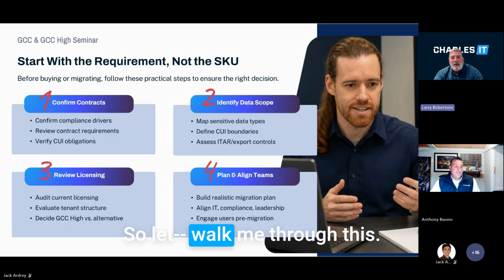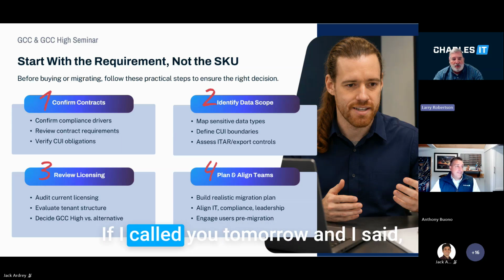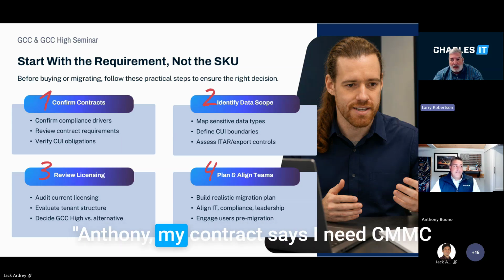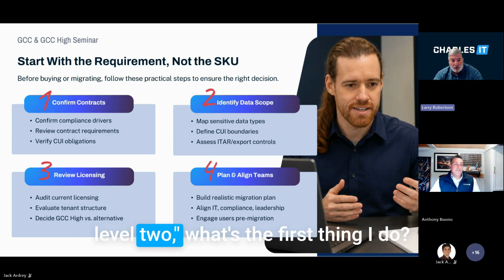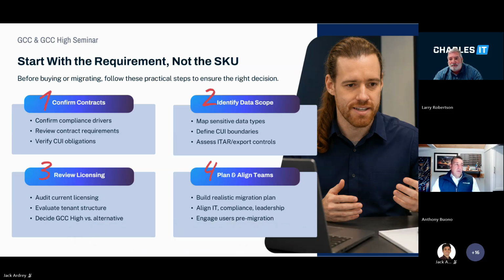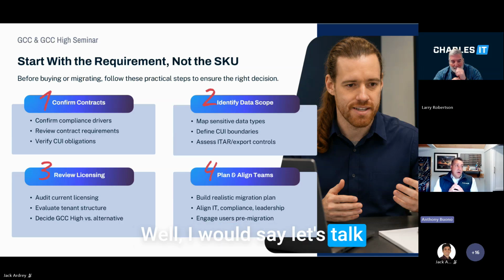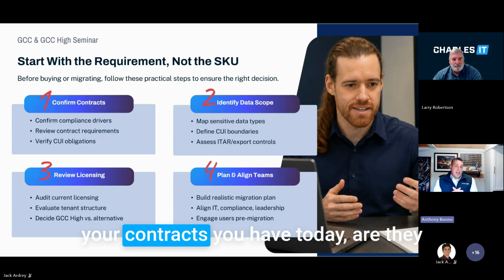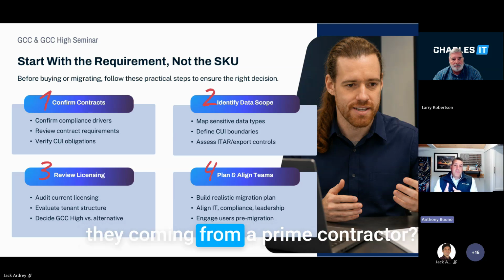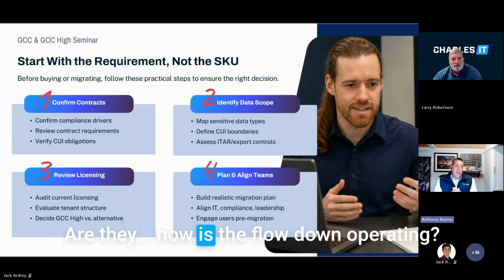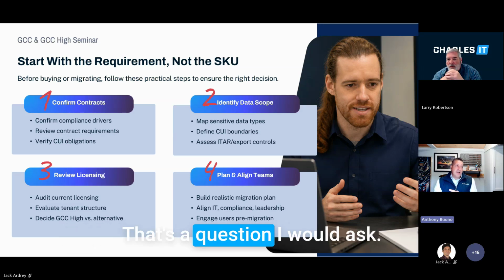So walk me through this. If I called you tomorrow and I said, Anthony, my contract says I need CMMC level 2, what's the first thing I do? Well, I would say, let's talk through some questions. Your contracts you have today, are they directly with the government or are they coming from a prime contractor? How is the flow down operating? That's a question I would ask.